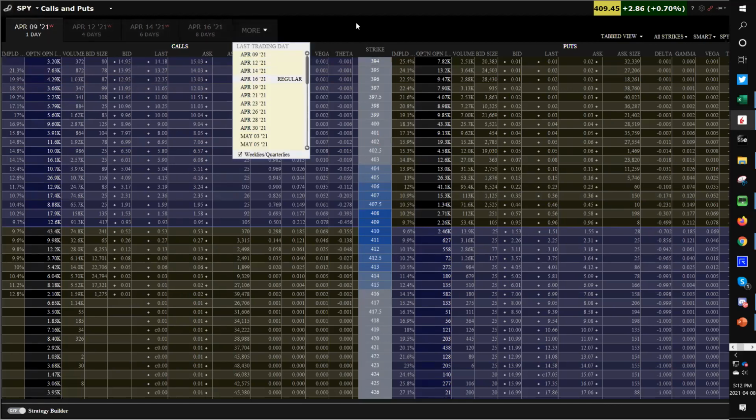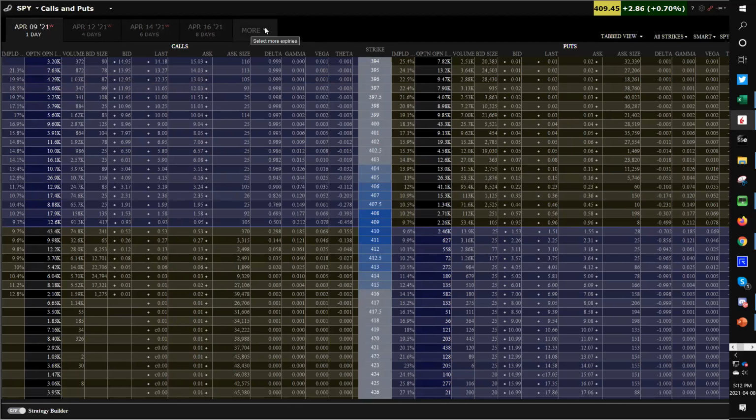And again, you might have a different platform, so don't take this as gospel. But right now, the S&P 500 is around 4,098, and on SPY that's about 409, because you sort of shave off the last digit.